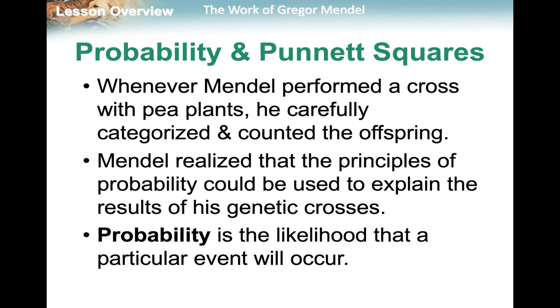When Mendel would perform his crosses with his pea plants, he very carefully grouped them, categorized them, and counted the offspring. And what he realized in doing this is that he could predict the results with good probability, that he could explain what those genetic crosses were going to be and the probable outcomes of them. Probability is the likelihood that an event will occur.